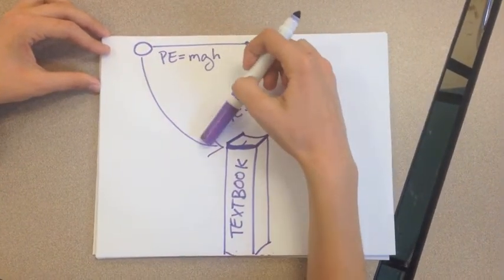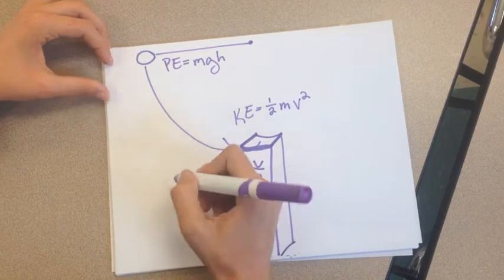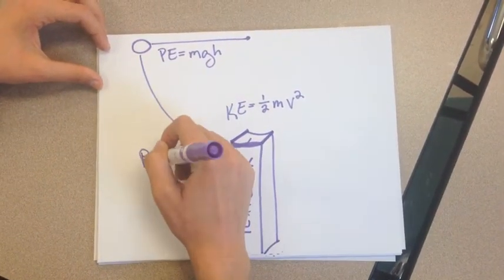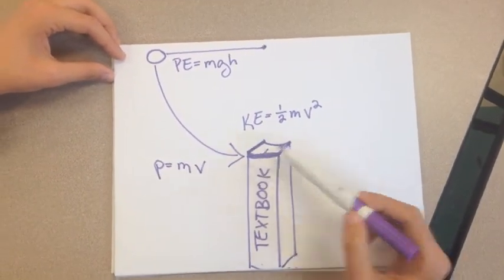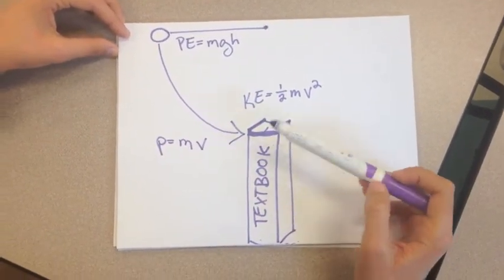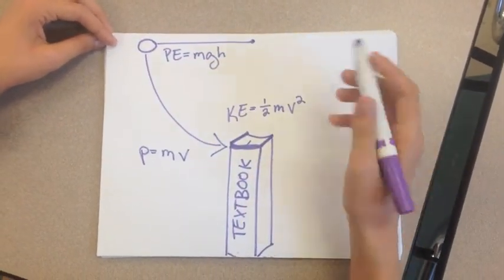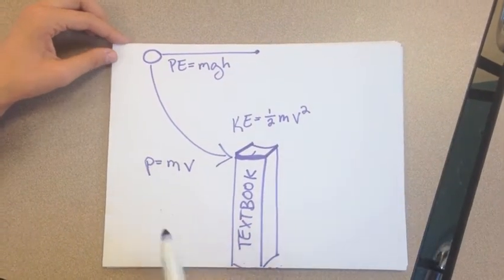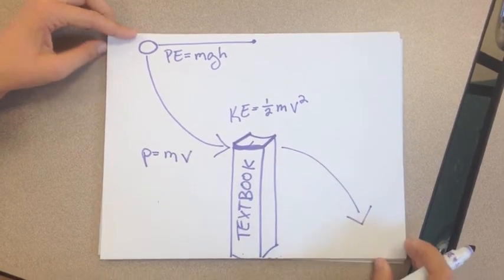And at this point, because the object is moving, it has momentum. Momentum is represented with a P, by multiplying mass times velocity. And the textbook, because it is stationary, has no momentum. So when the object swings, all of its momentum is transferred into the textbook. If the object's momentum is great enough, the textbook will fall over.